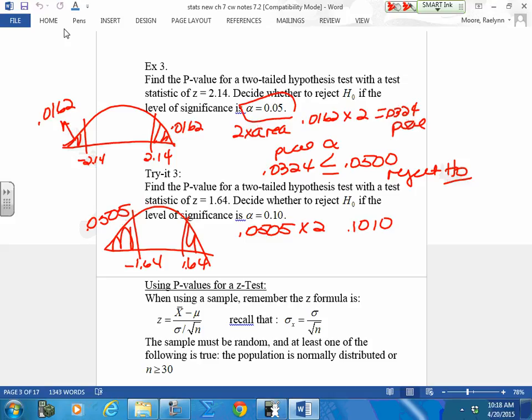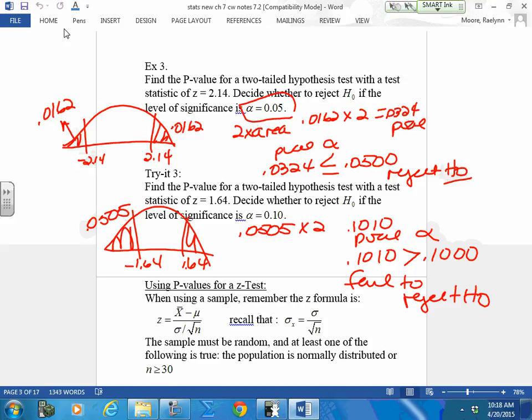Now, we test this. This is our p-value against your level of significance. And your level of significance is 10. But watch. When I fill this with zeros, which one is bigger? The left. So greater than, what's my decision? Fail to reject H0.